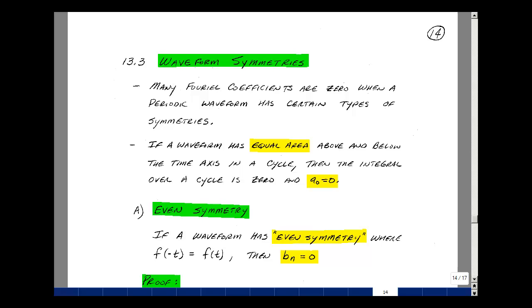This lesson deals with waveform symmetries. You can find these notes in the ECE202 ebook in Chapter 13 starting on page 14.